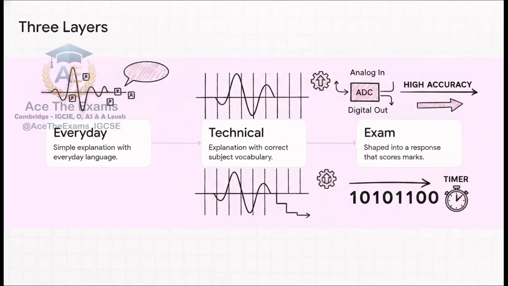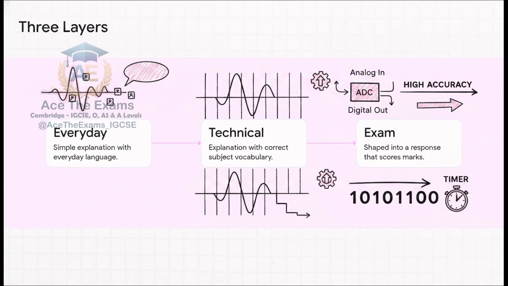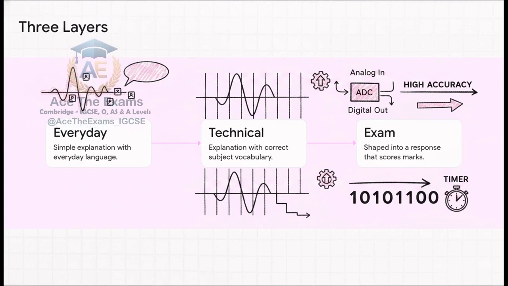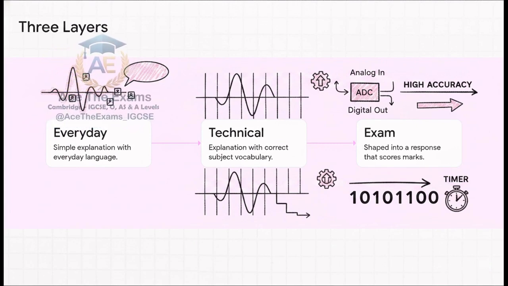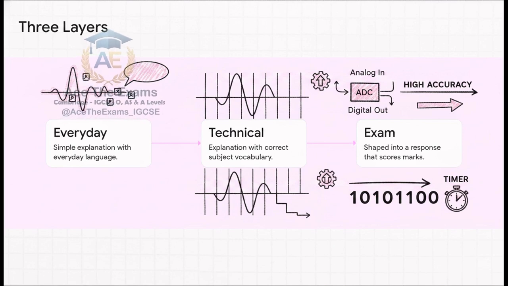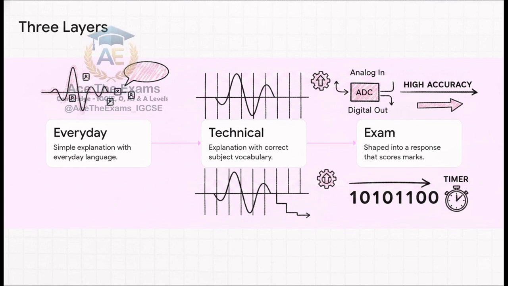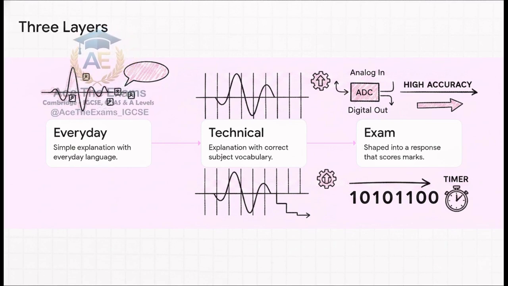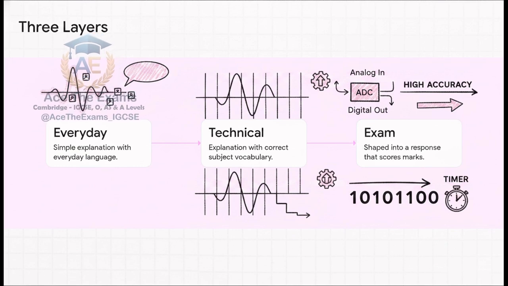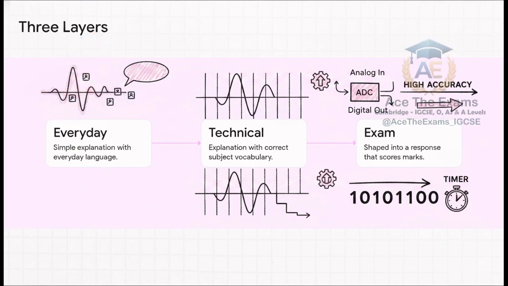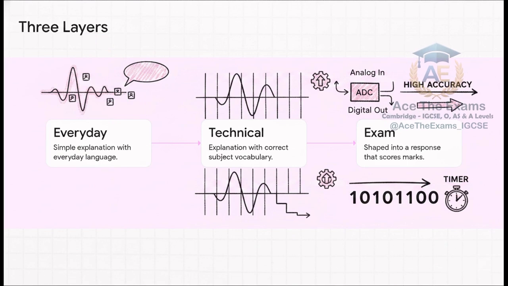All right, let's look at the 3 layers of mastery, and we'll use sound sampling as our vehicle to drive through it. This is how you build up your knowledge so it's bulletproof. Layer 1 is everyday language. This is your simple conversational explanation. You might say it's taking rapid snapshots of a sound wave. Now that is fantastic for your own internal understanding. It makes sense to your brain. But let's be real, it is not going to score you marks on a Cambridge exam. So we must climb to layer 2, technical vocabulary. We upgrade our phrasing.